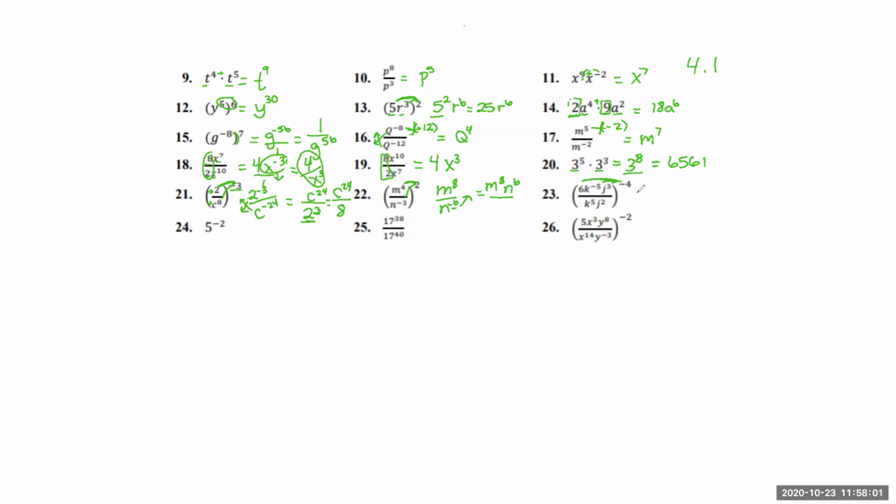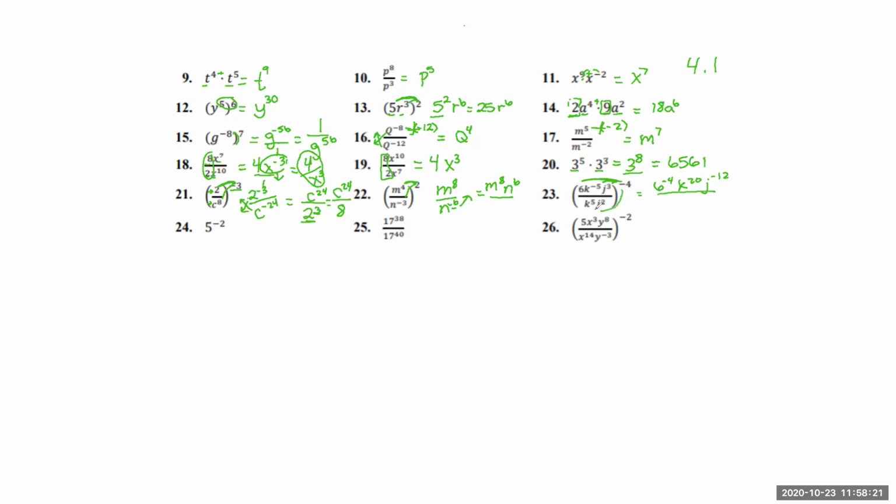So starting with the top, we're going to have 6 to the negative 4th, k to the 20th, j to the negative 12th. This is all because we're doing negative 5 times negative 4 for 20, and then 3 times negative 4 for negative 12.